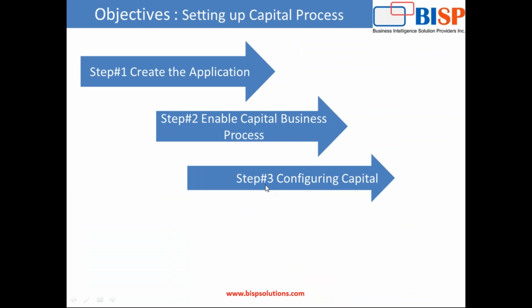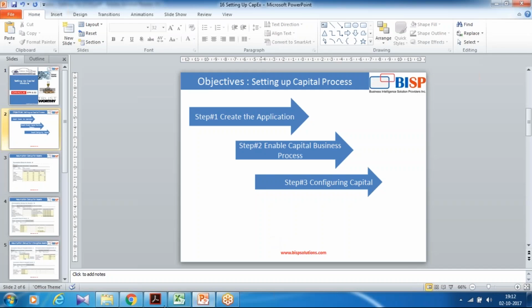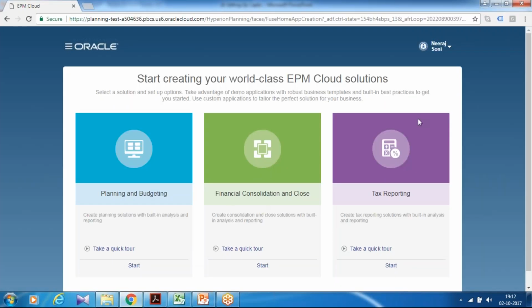It is done in three steps. Step first, I show you how to create application. Then I show you how to enable capital expense module. And finally, we configure capital expense. So as always, we start with login to your cloud instance. When you log into your cloud instance, you would find this screen.